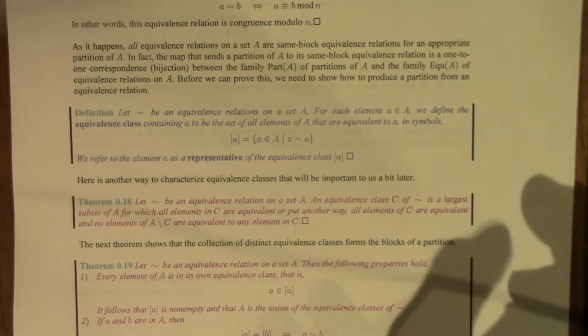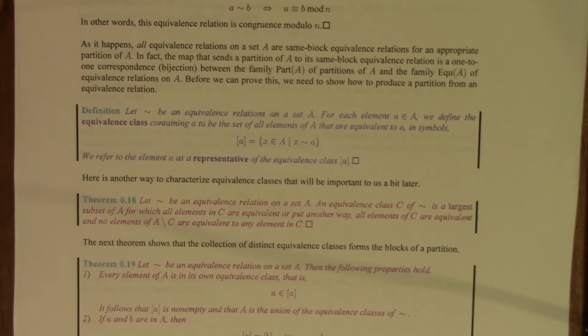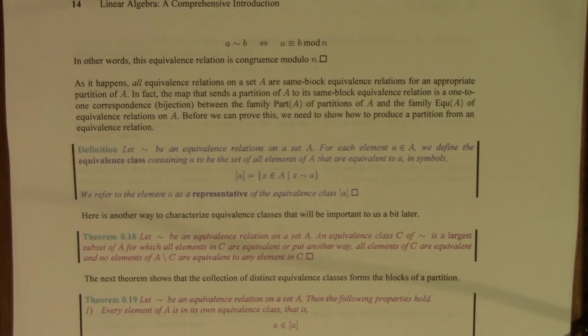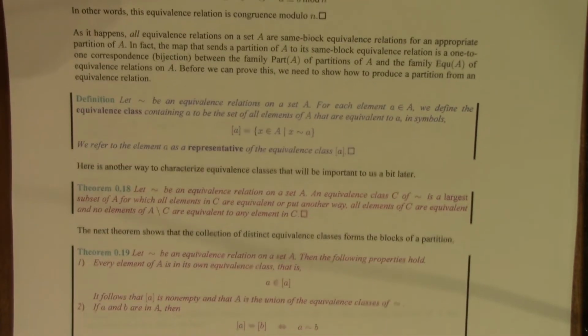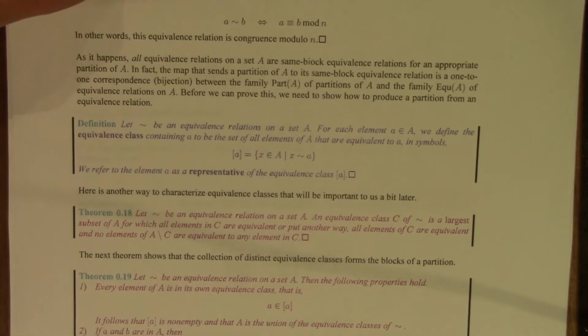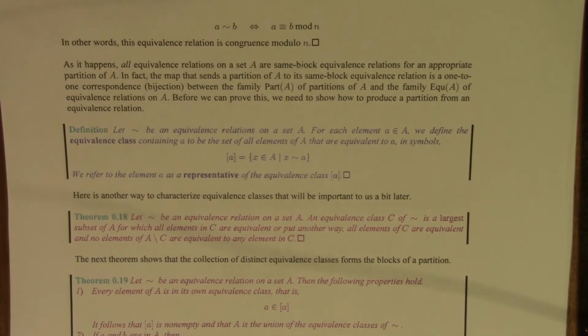And it's quite easy to see that this is an equivalence relation. It's reflexive because every element's in the same block as itself. It's symmetric because if a is in the same block as b, then b obviously is in the same block as a, and similarly for transitivity.